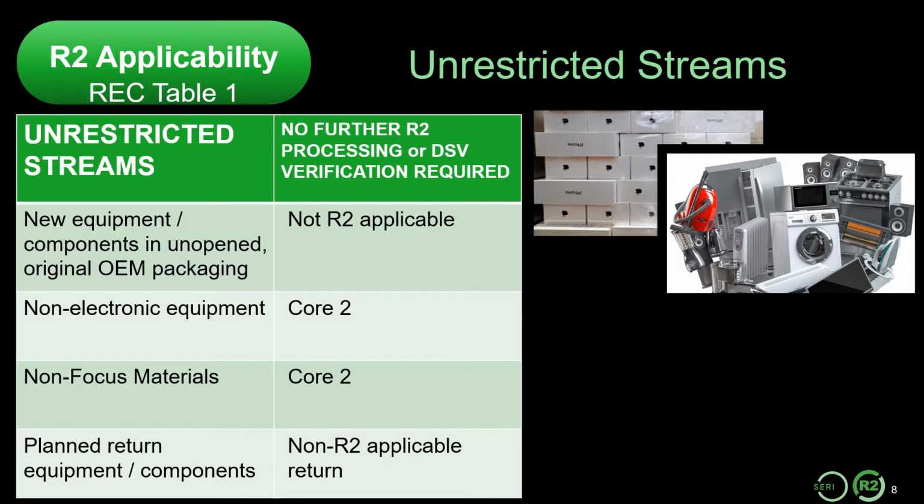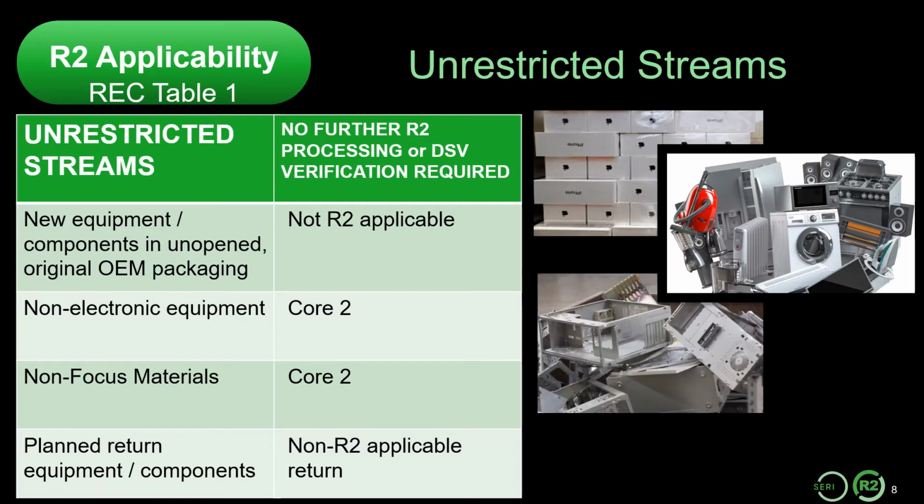But notice that even though non-electronic equipment doesn't require R2 controls, it must still be managed under the Core 2 hierarchy requirements. That means that items that can be reused or recycled should be. Disposal is not permitted unless no other viable reuse or recycling options exist. R2 facilities must demonstrate to an auditor that they've exhausted all reuse or recycling options before disposing of material in the most environmentally beneficial way.